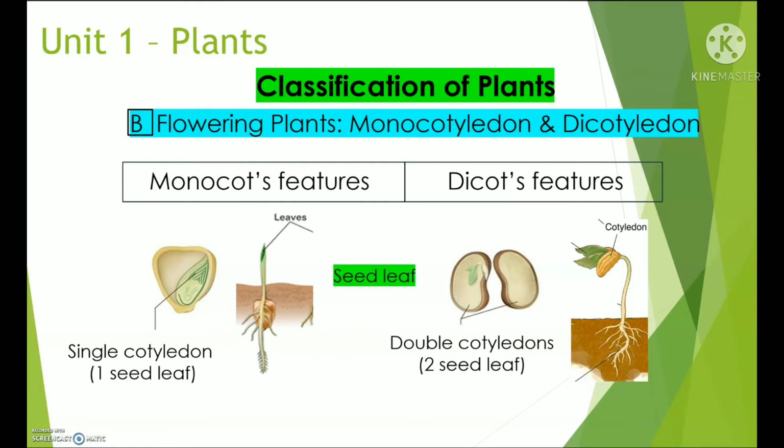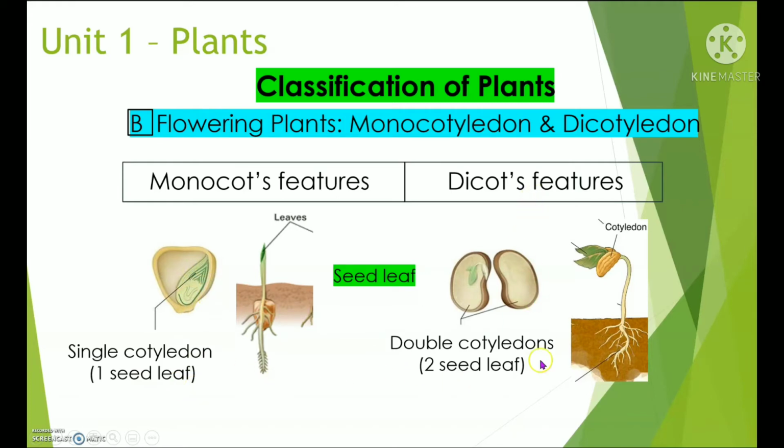Now we will see a better look at each part of monocot and dicot features. First we will talk about their seed leaf. Let's compare their features. For our example of monocot, we are using a corn seed. Okay, so this is the corn seed. We will see that it only has a single cotyledon, or one seed leaf. So monocots have only one seed leaf.